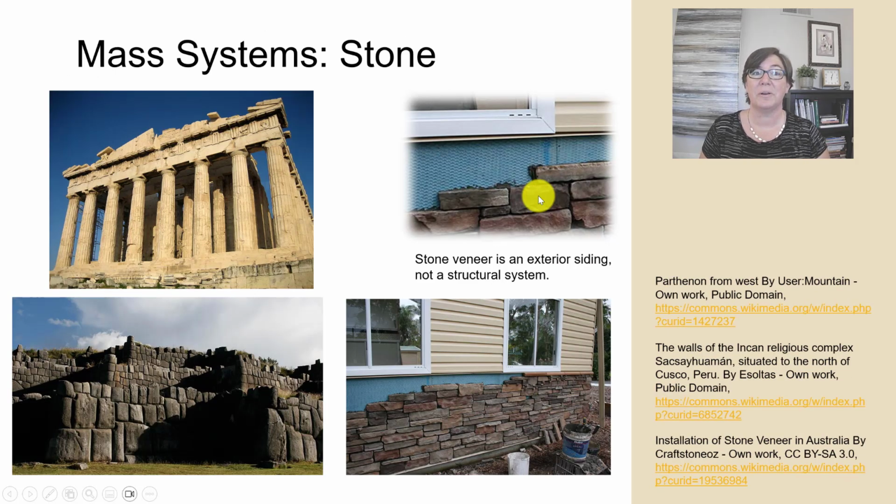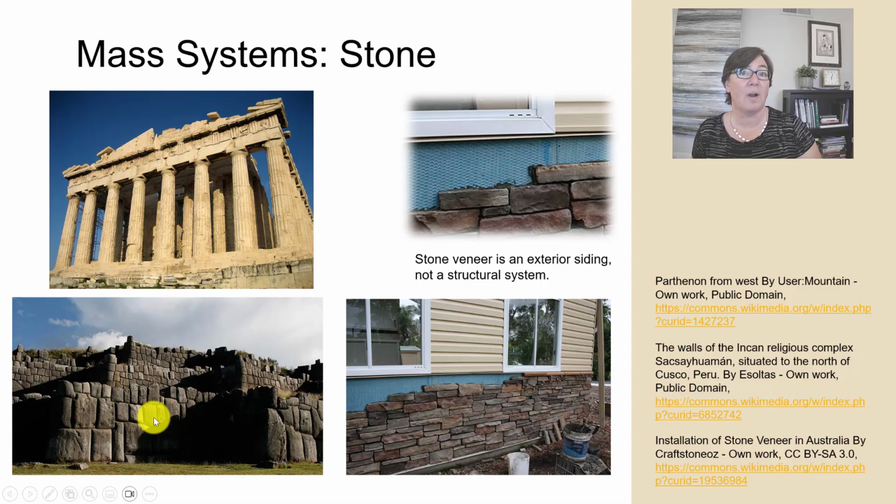Our modular mass structural systems can also be made out of stone. Just like with the CMU and the brick, all right, the stone can be structural, and we've got some beautiful examples of it over here. We've got the Parthenon, all right, those are structural pieces of stone right there. And this one here is in Cusco in Peru, all right, we've got some structural stone walls.